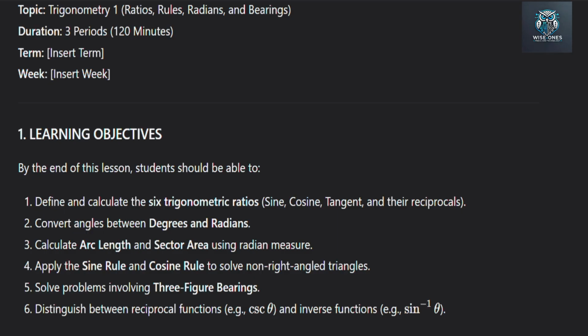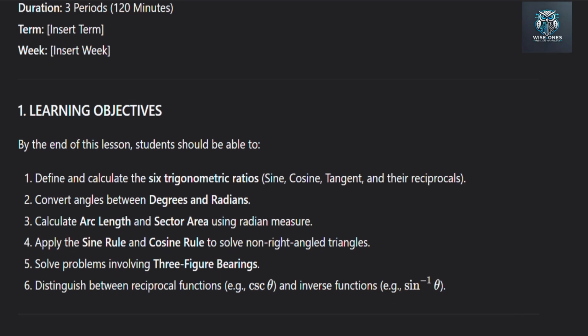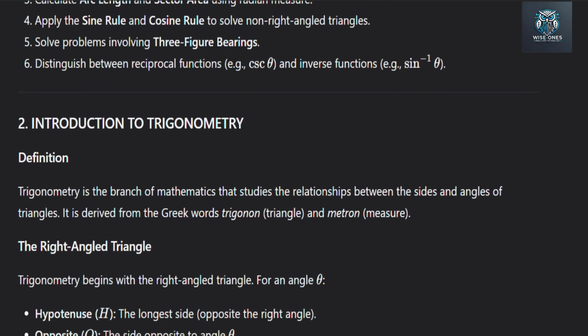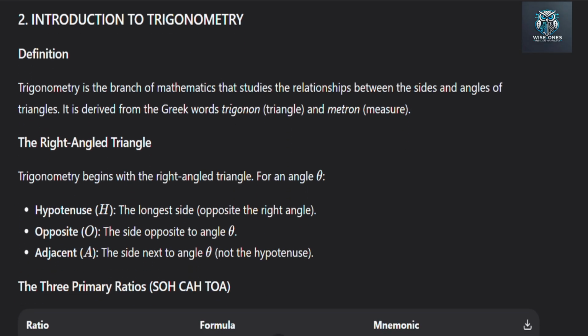What is trigonometry? Trigonometry is the branch of mathematics that studies the relationships between the sides and angles of triangles. The word comes from Greek. Trigonon means triangle. Metron means measure, so it literally means triangle measure. Trigonometry begins with the right-angled triangle. This is a triangle that has one angle equal to 90 degrees.